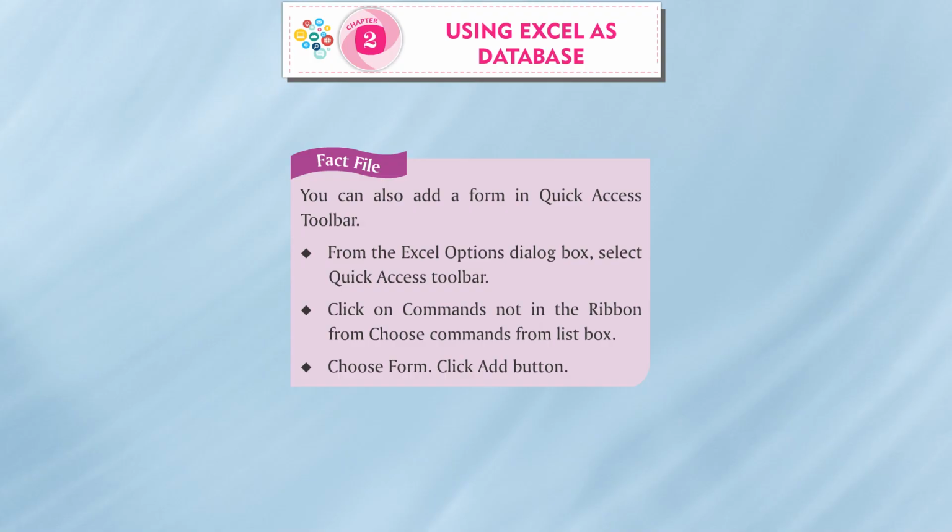Fact file. You can also add a form in Quick Access toolbar. From the Excel Options dialog box, select Quick Access toolbar. Click on Commands not in the ribbon from Choose Commands from list box. Choose Form. Click Add.